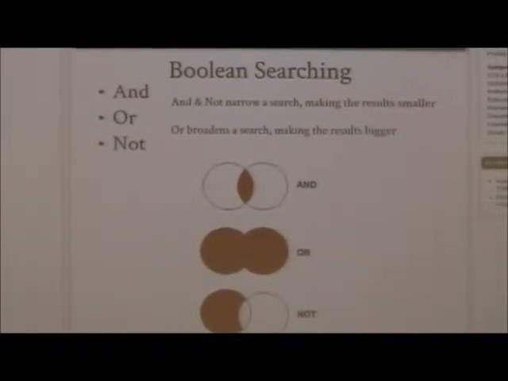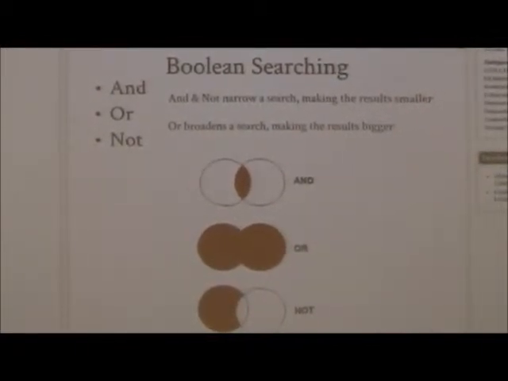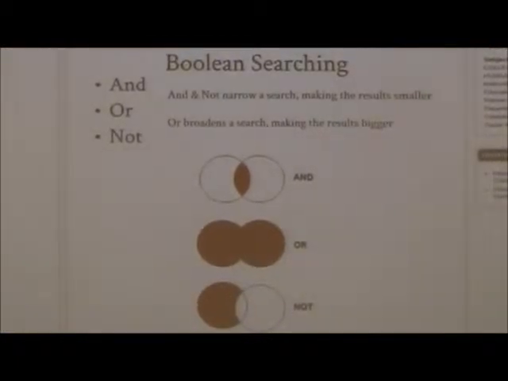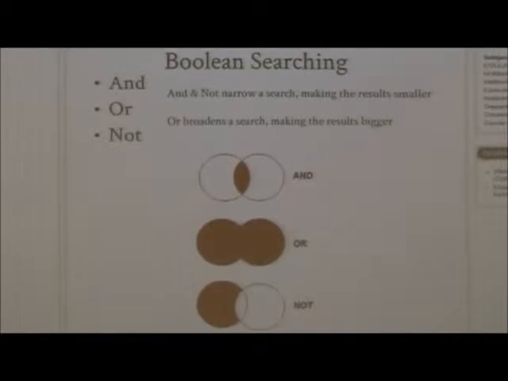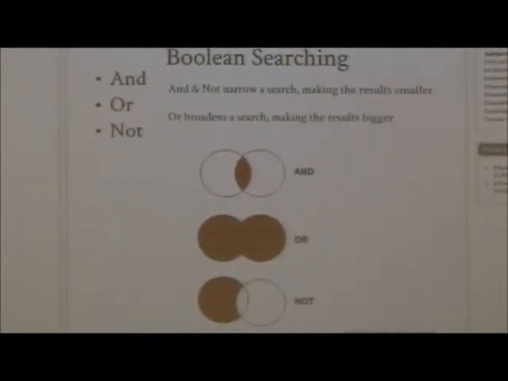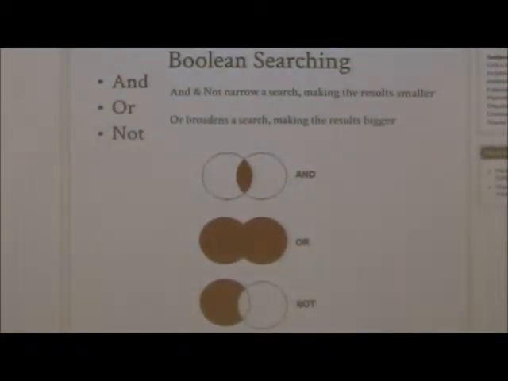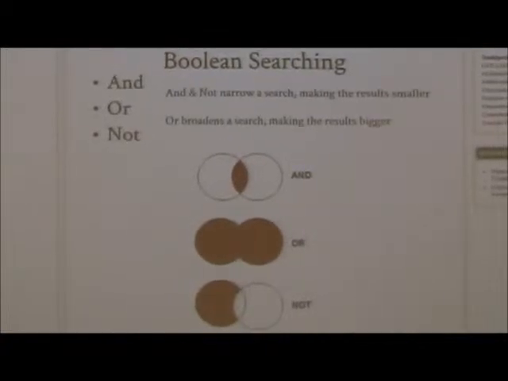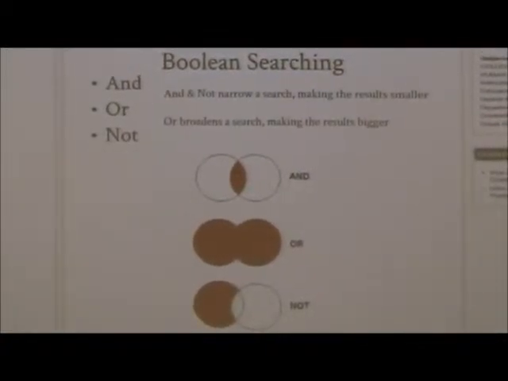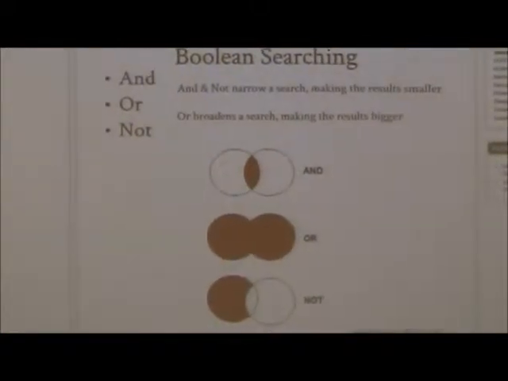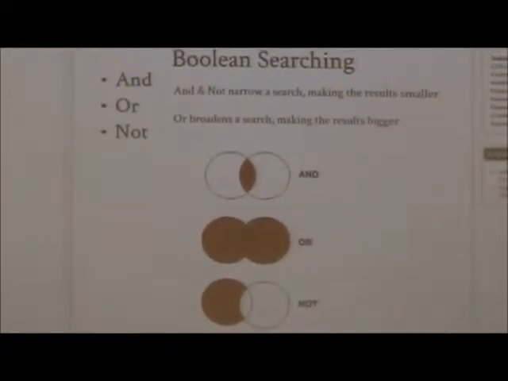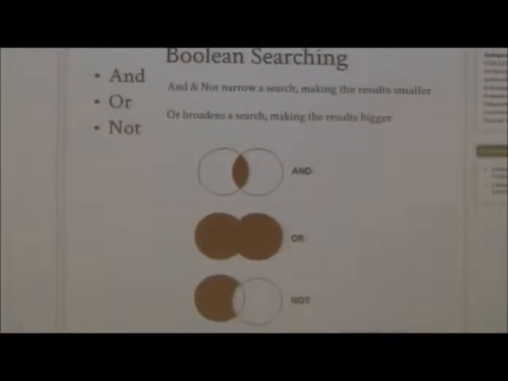There are ways to join keywords together. Usually you'll use and or or for your terms. And keep in mind, as you see from the chart, when you use the term and, you make your results smaller, and when you use the term or, you make your results bigger.